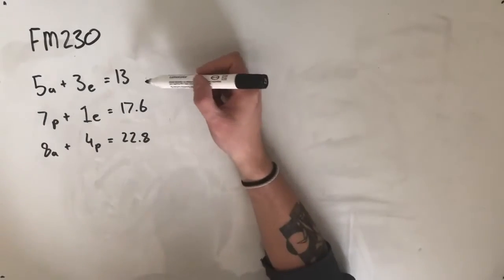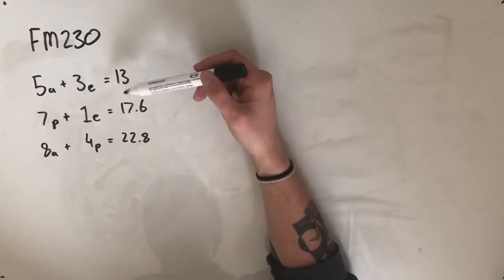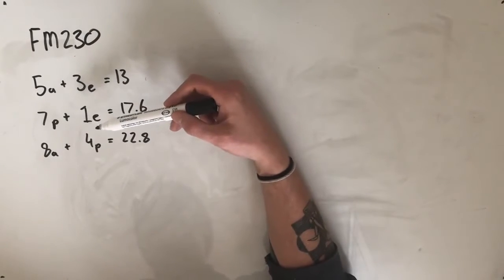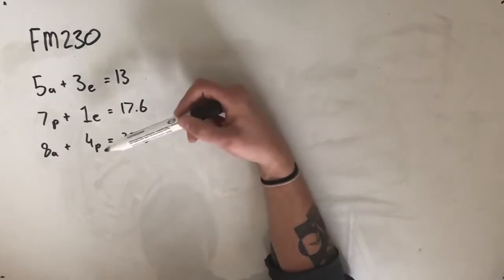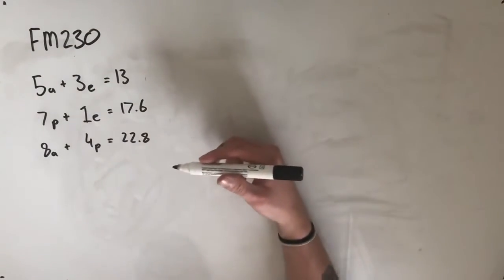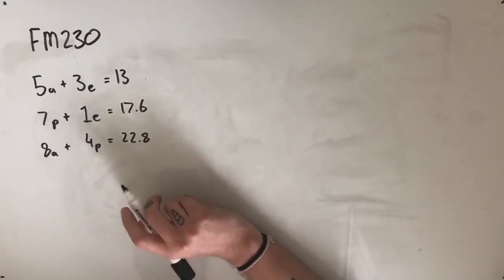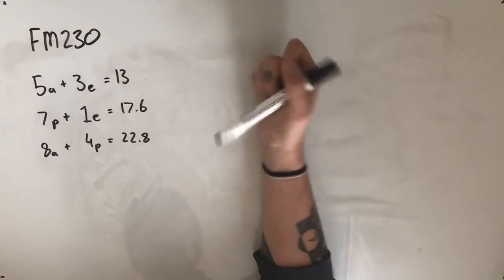Now I've represented each of those scenarios here as little linear equations. So 5 albums and 3 events is 13 hours, hiring 7 people and organizing 1 event, 17.6, 8 albums and hiring 4 people, 22.8 hours. So what we're doing here is we're going to set up these simultaneous equations and then solve for our values of A, P, and E.